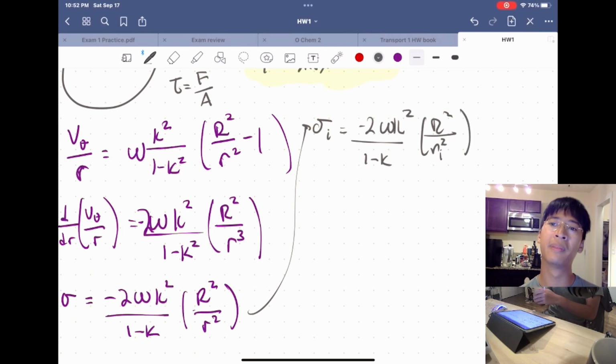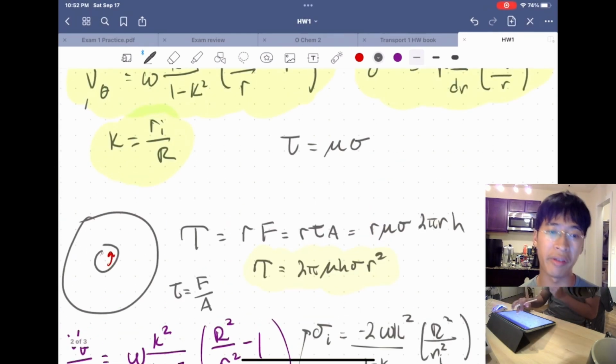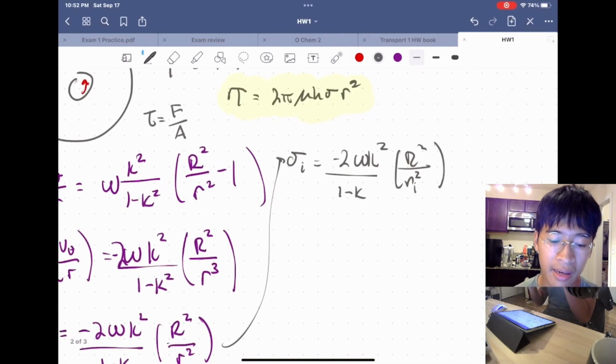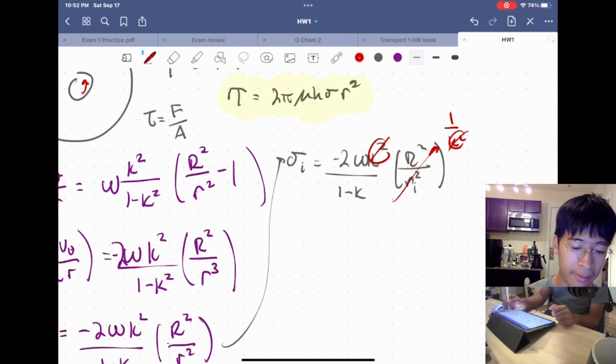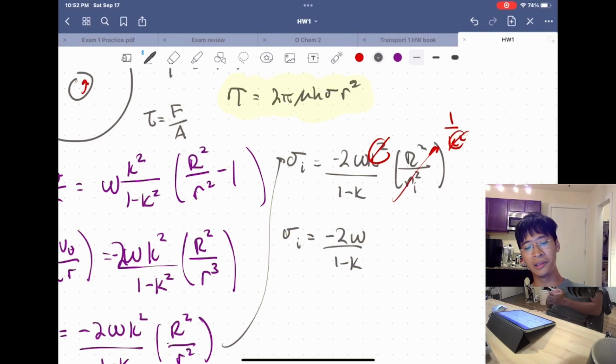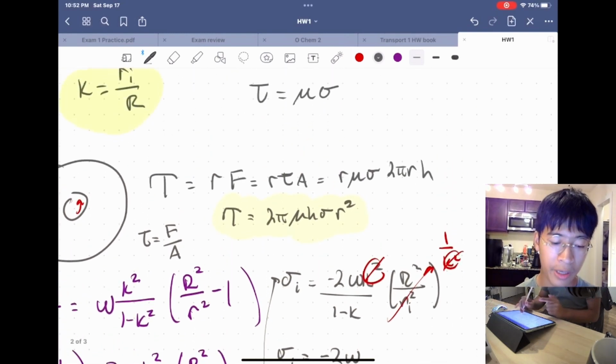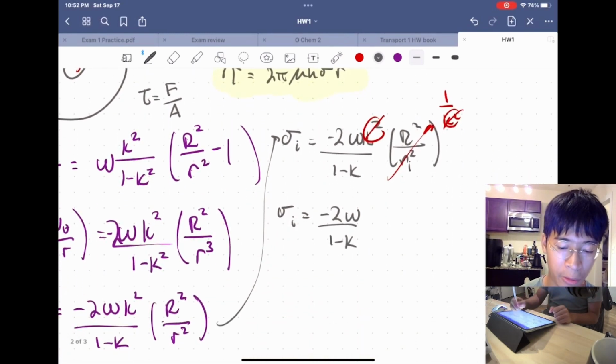What does it look like? It's a ratio of outer radius to inner radius. Well, we have the ratio of inner radius to outer radius, so therefore this is k reciprocal squared, inverse k squared, right? This is actually 1 over k squared. Now that cancels out, so we're left with our expression for shear rate at the inner radius is equal to negative 2 omega over 1 minus k. Okay? We can now plug this into our expression for torque.